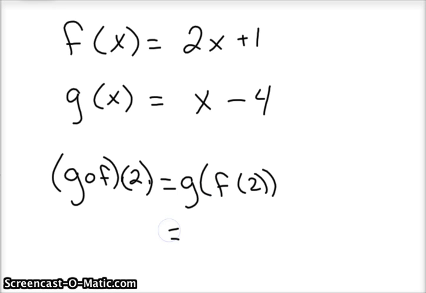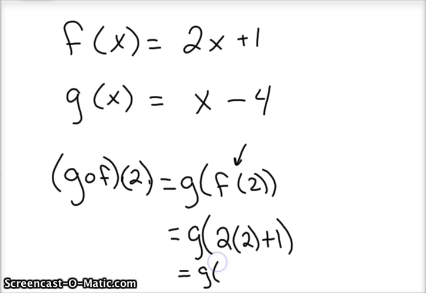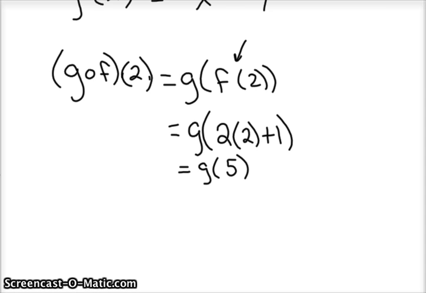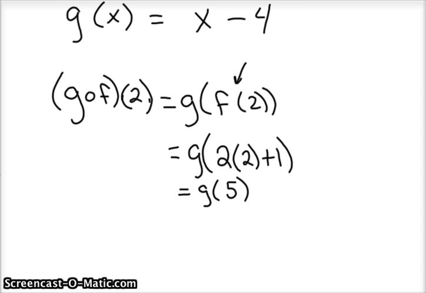What this says is you start on the inside and find f at 2. We know f at 2 is 2x plus 1, so 2 times 2 plus 1, and that simplifies to g at 5. Then take the 5 and plug it into the g function. g is x minus 4, so that would be 5 minus 4, and that's 1. And that's basically how you do it.